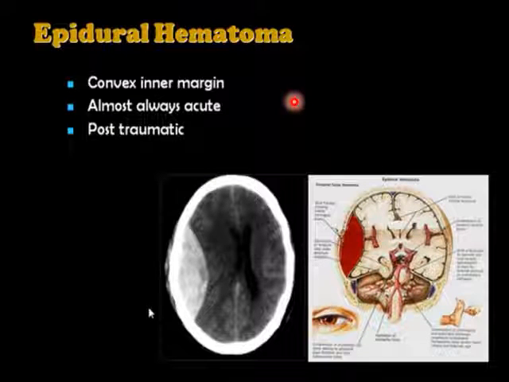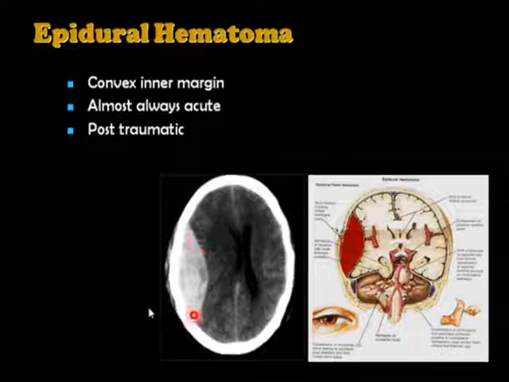The first one of the extraaxial bleeding is the epidural hematoma. Epidural hematoma is a hyperdense lesion like this. It is between the dura and the skull bone. It has a convex inner margin and it is almost always acute and caused by trauma.